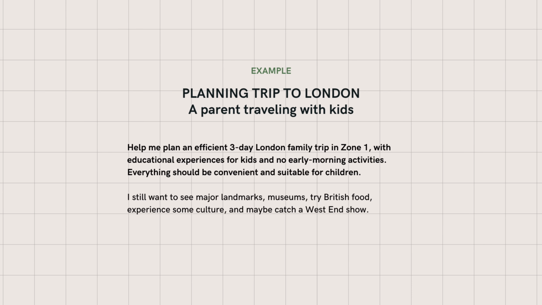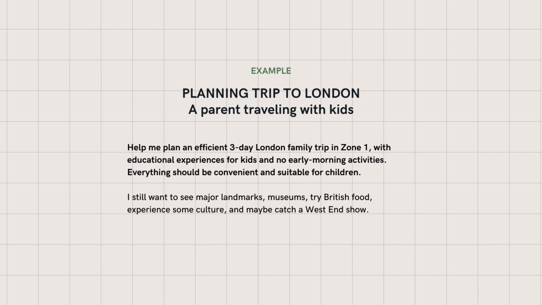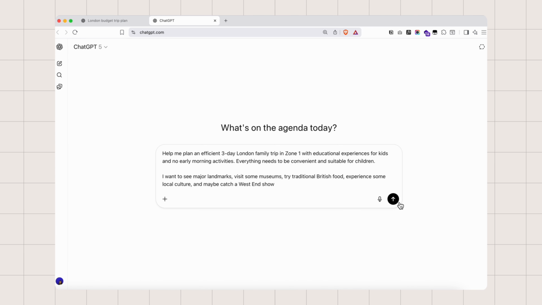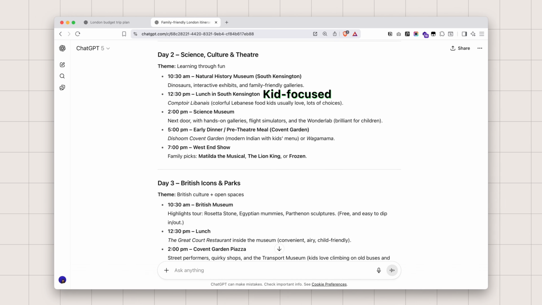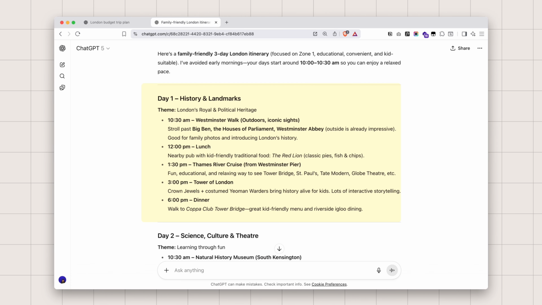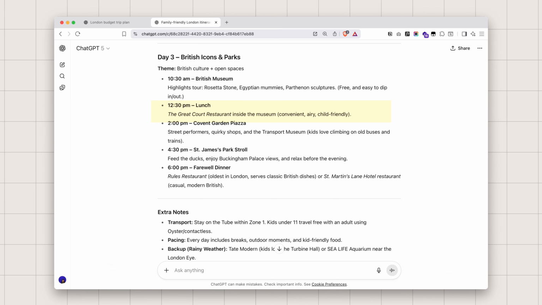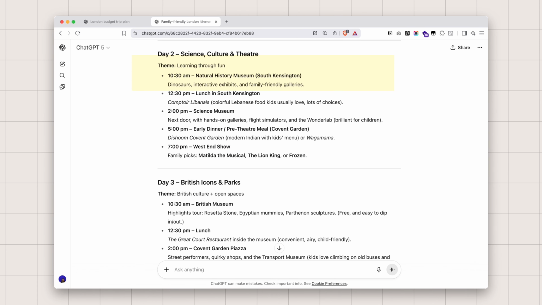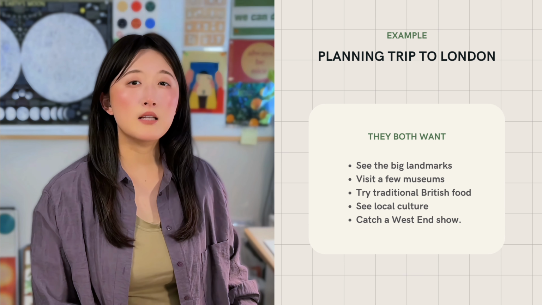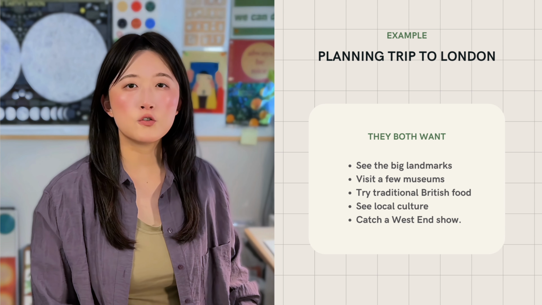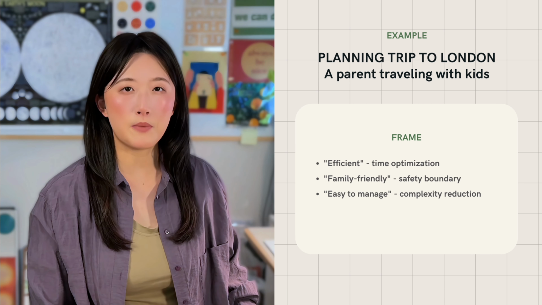I still want to see major landmarks, museums, try British food, experience some culture, and maybe catch a West End show. Notice what happens. The answer is shorter this time because the frame narrowed the scope. Zone 1 only, kid-focused, educational. The suggestion lines up perfectly. Museums dominate the plan. The food options are chosen near those museums, and every activity is designed with children in mind. See the difference? Same starting interests, same broad context. Landmarks, museums, food, culture. But each person frame changes how ChatGPT organizes priorities and delivers the plan.